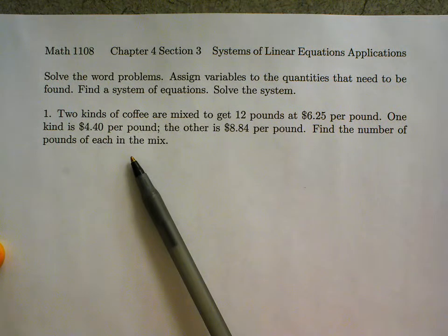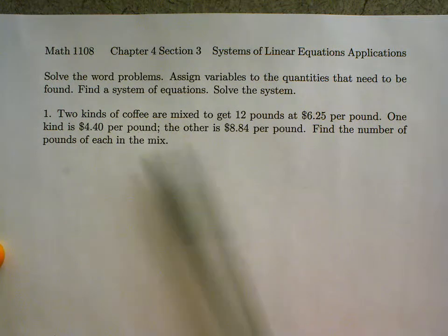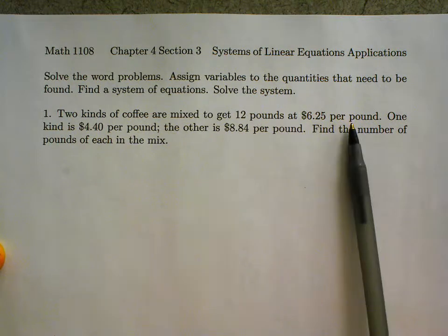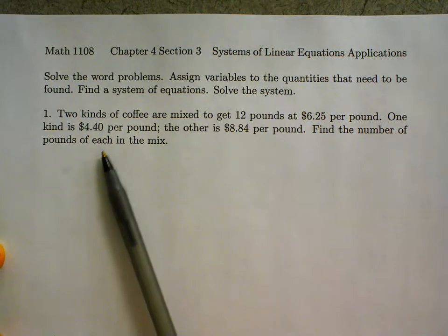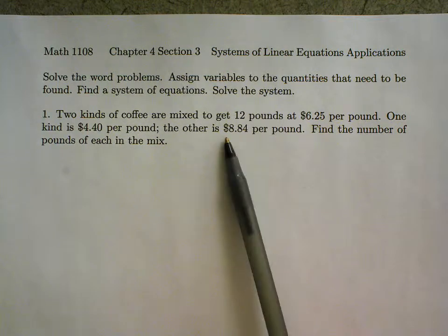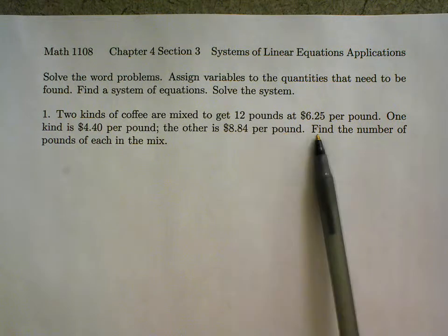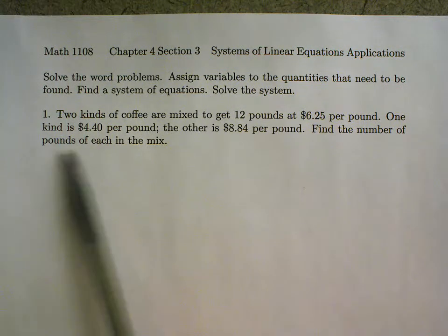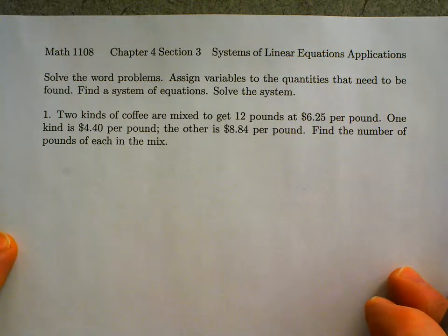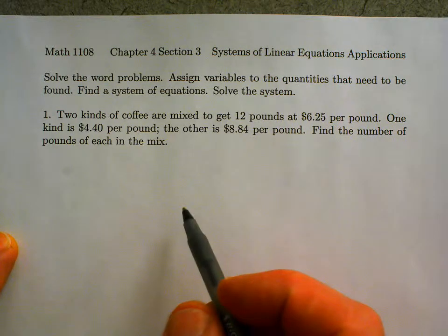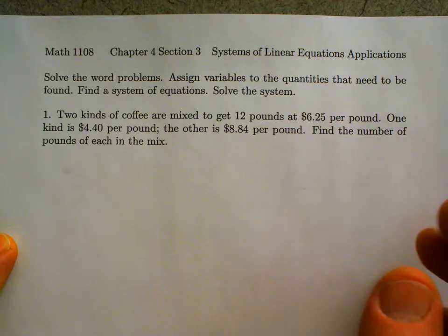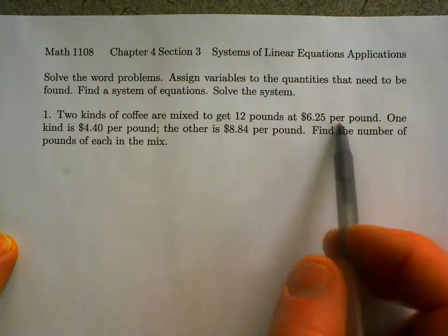In this one, 2 kinds of coffee are mixed to get 12 pounds at $6.25 per pound. One of the kinds of coffee costs $4.40 per pound, and the other is $8.84 per pound. Find the number of pounds of each in the mix. So we want to find the number of pounds of the $6.25 per pound coffee. Whoops, sorry, that's what we want to end up with.